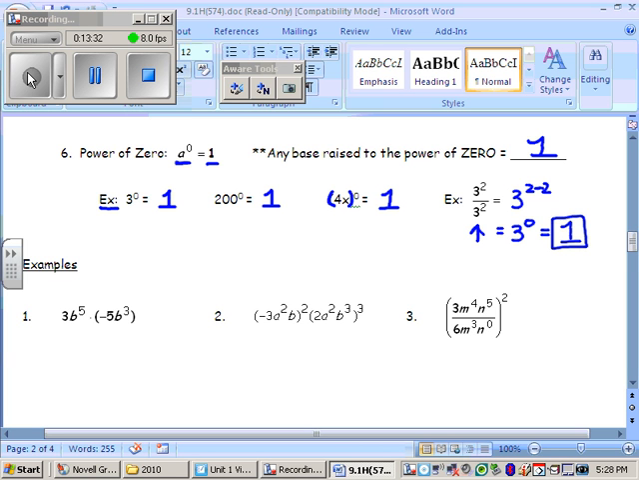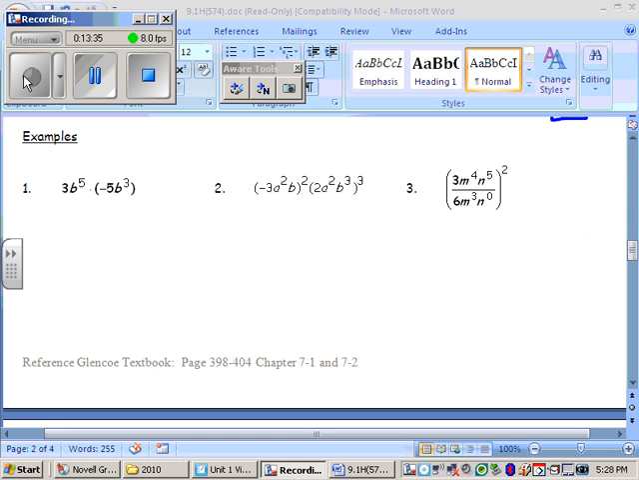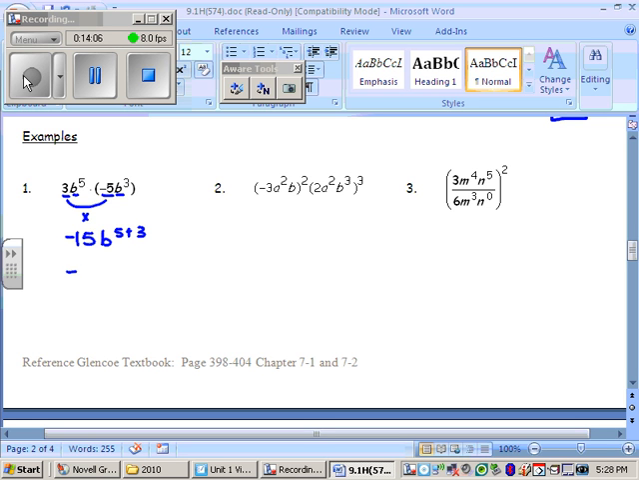Now we're going to do some examples and put all of these properties together. In this first example, we don't have any exponents to distribute outside the parentheses, so we're simply going to look at the bases that are different and the ones that are the same. The 3 and the -5 are different bases, so because this is a multiplication problem, we will simply multiply those numbers together, which would be -15. For the variables, because the b's are the same base, we can add those exponents together. So our final answer will be -15 b to the 8th power.